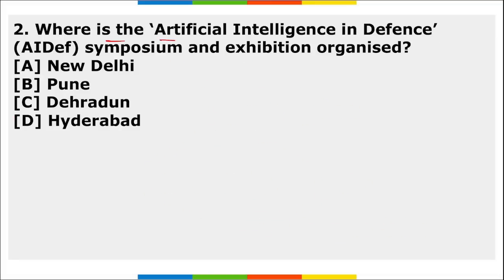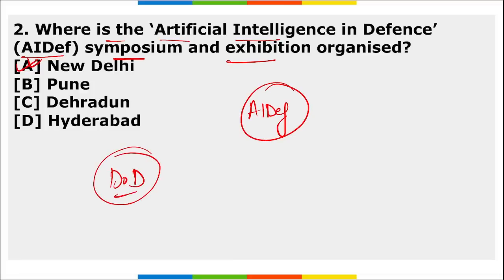Second is, where is the Artificial Intelligence in Defense AIDEF Symposium and Exhibition organized? I repeat, AIDEF. This is Artificial Intelligence in Defense Symposium and Exhibition. This was organized where? This was organized in New Delhi. It was organized by the Department of Defense Production that comes under the Ministry of Defense to showcase the cutting edge AI enabled solutions developed by the startups and the launch of the AI products for the market as well. Alright, so the correct option, this AIDEF was launched in Delhi.